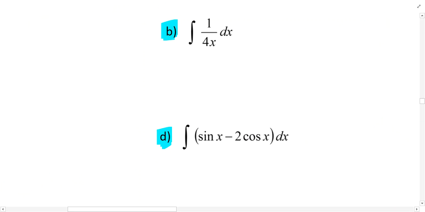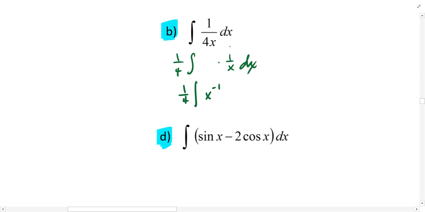On these two examples over here, especially part B, the tendency might be to consider this as a power function, but it doesn't quite work the same way. We've got to be a little bit more careful. 1 over 4 times 1 over x would be appropriate, and we can now consider 1/4 as the coefficient of our antiderivative. That's perfectly fine. That's acceptable. But the antiderivative of 1 over x does not follow the power rule.